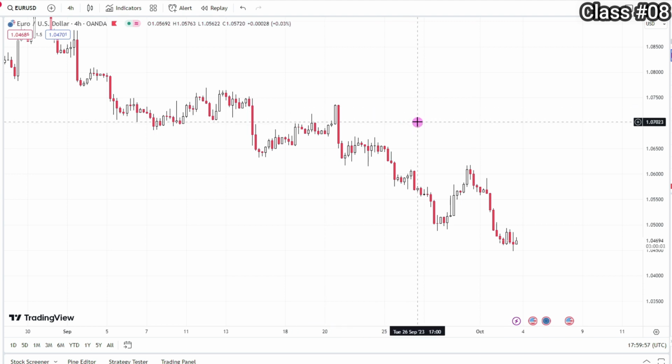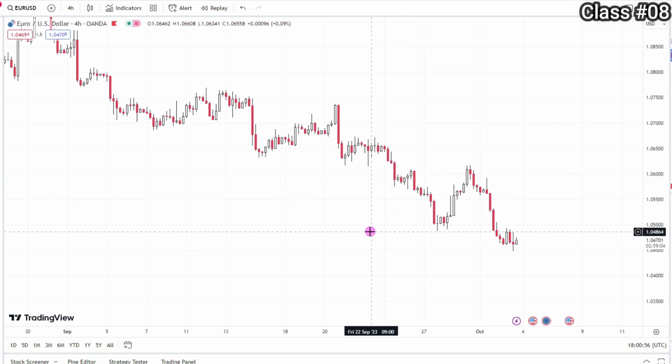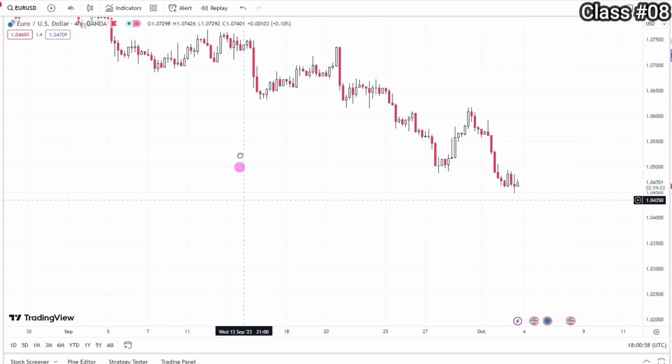So in previous classes we have learned about drawing structure and finding support and resistance zones, and we also learned about finding imbalance zones and order blocks. So let's apply all those techniques into our strategy and learn how we can take entries in the trading market. First, let me summarize the basic concept of our strategy.